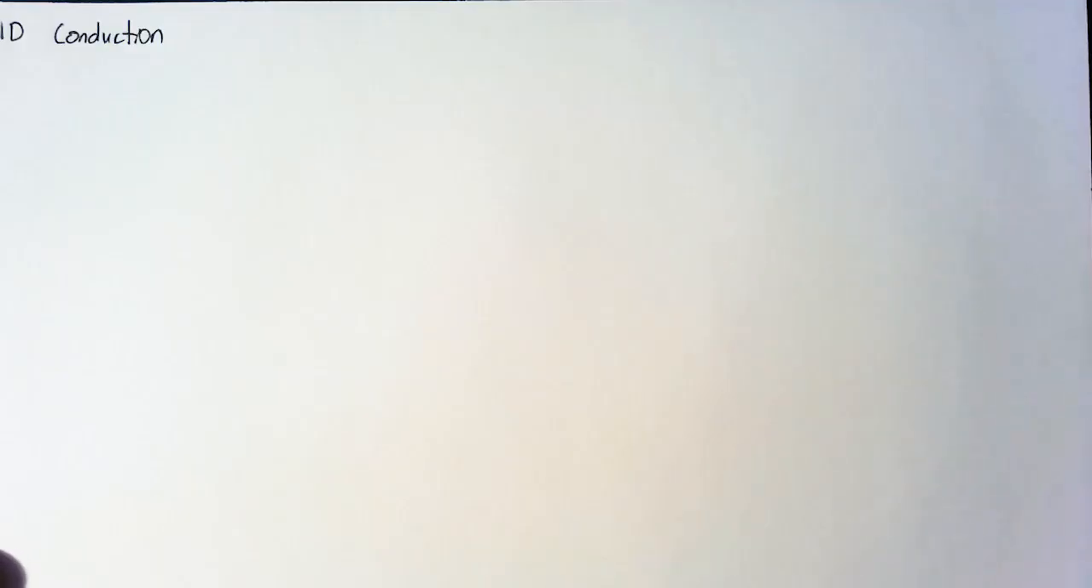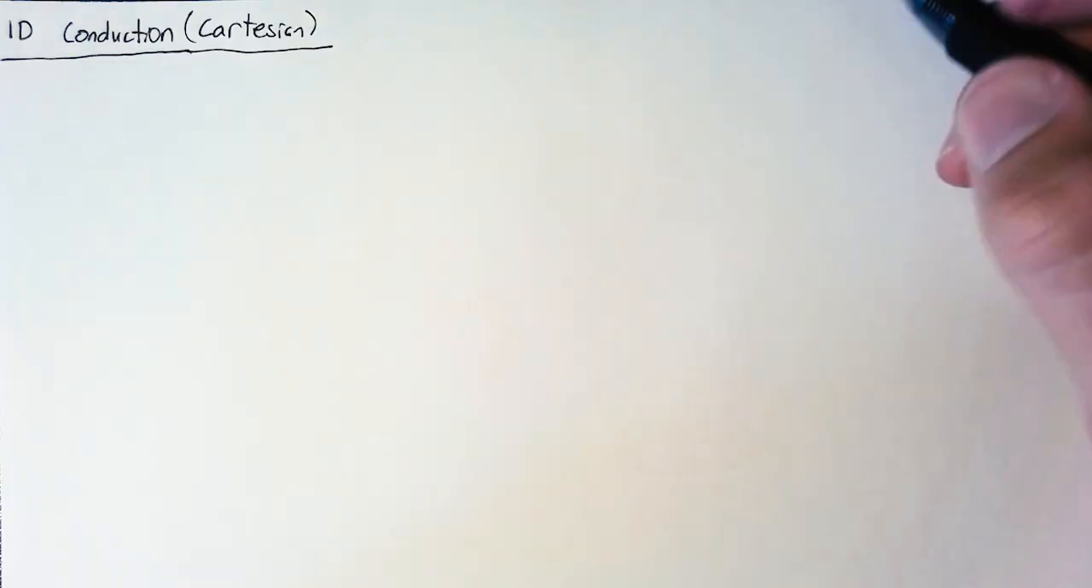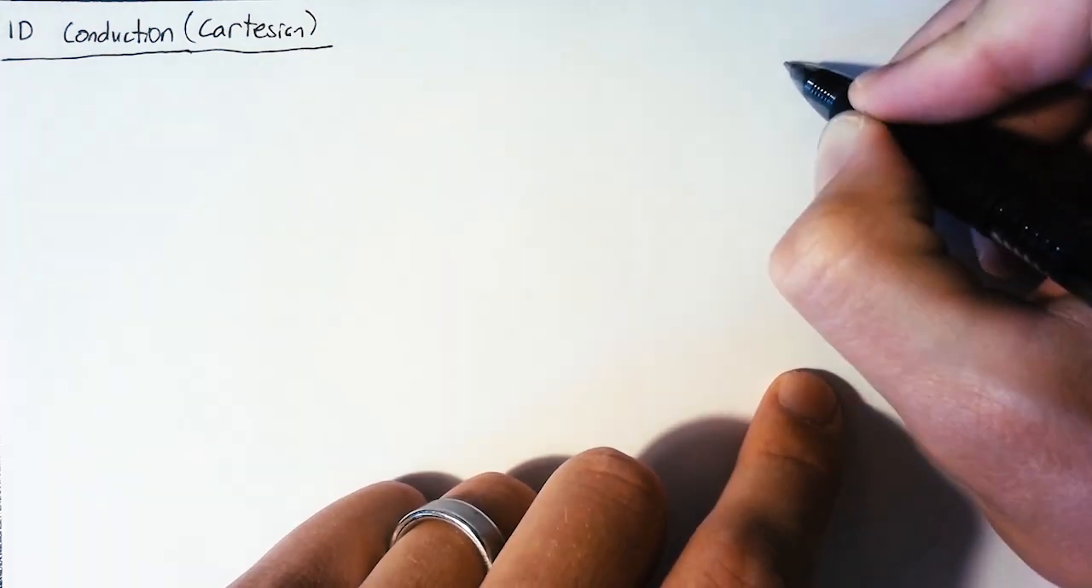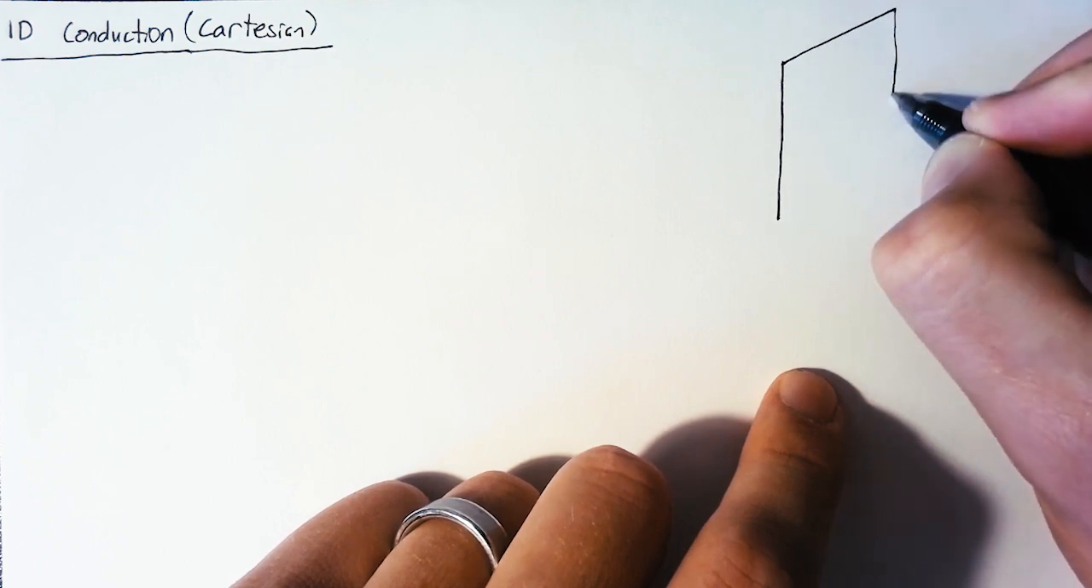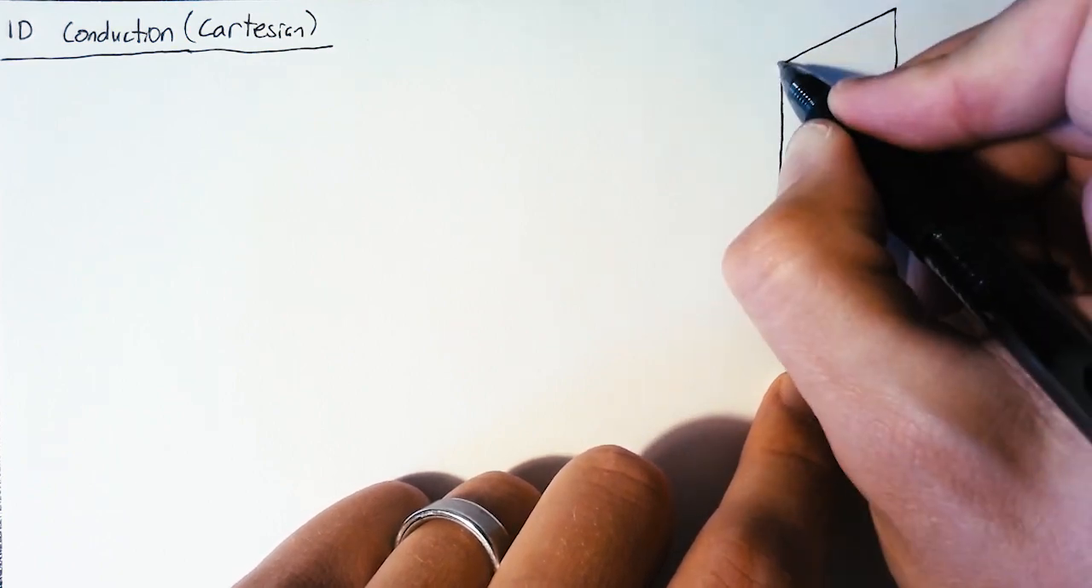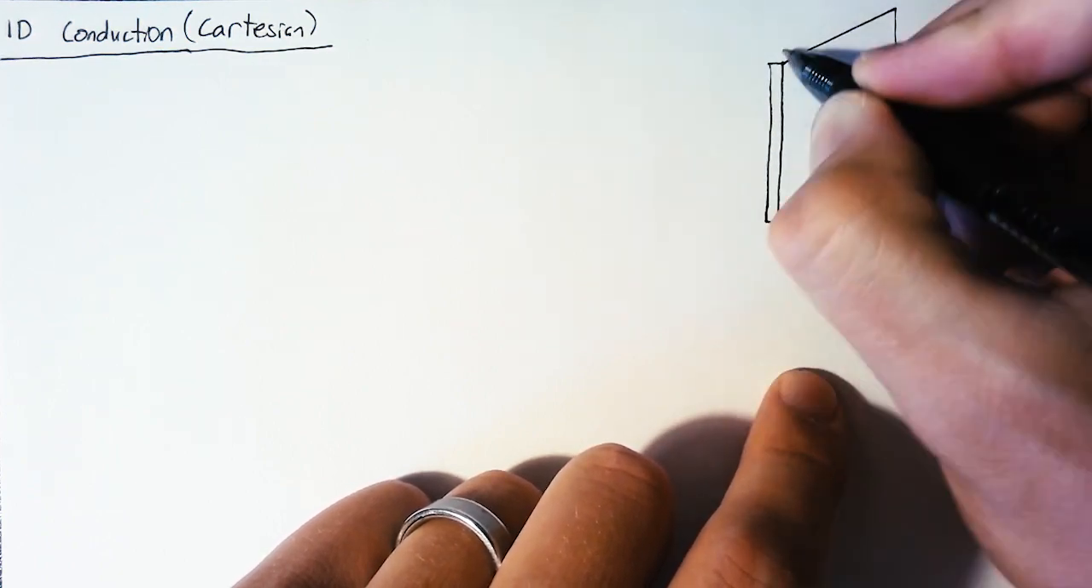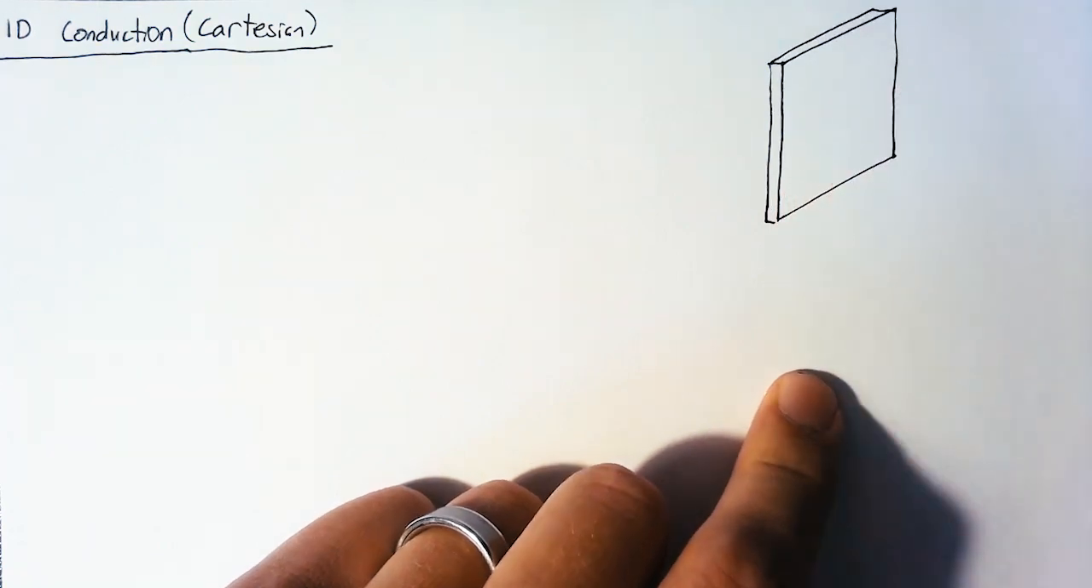The first lesson is going to be talking about conduction. And to simplify it down, we're only going to be looking at one dimension, and we're going to be looking at it in a Cartesian coordinate plane. In order to make a one-dimensional domain in Cartesian coordinates, probably the easiest thing to do is to look at a slice of a very large domain.